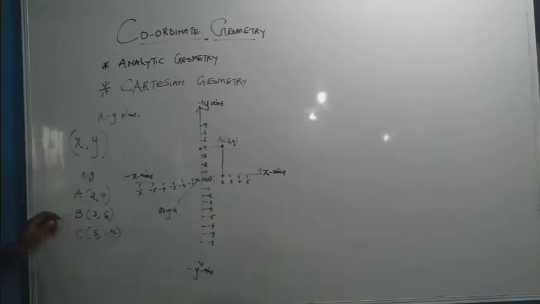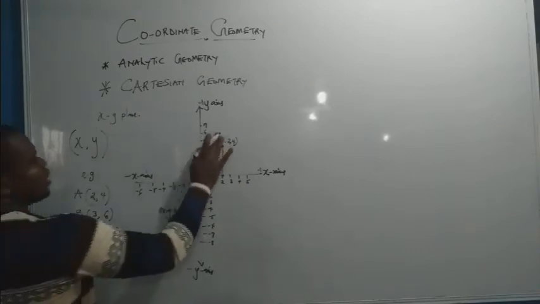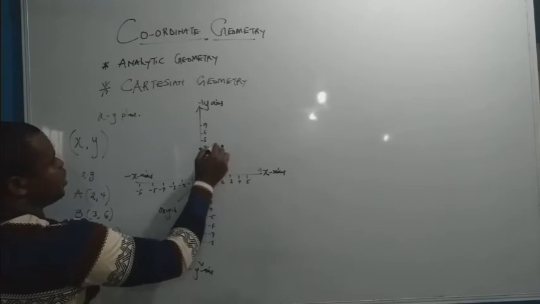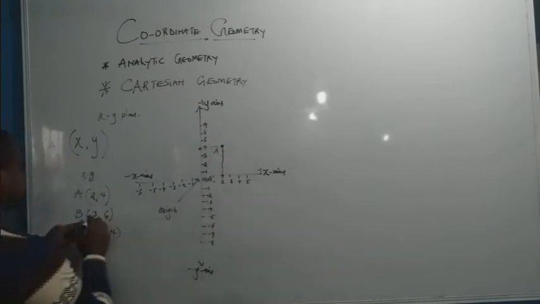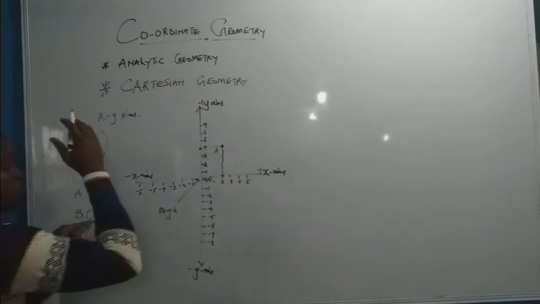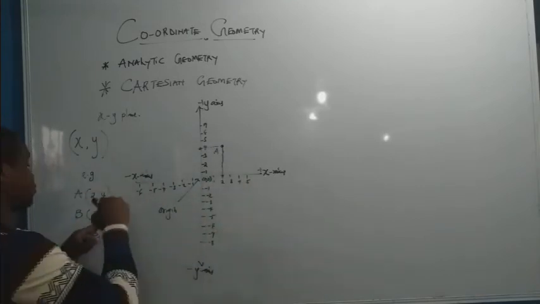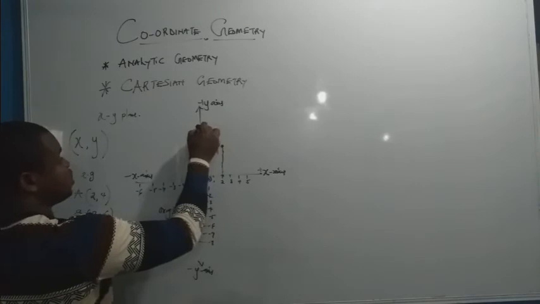Is that clear? Now let's locate B. B says 3, 6. So this is our point A, then point B is 3, 6. So 3 on your positive x-axis, and 6 on your positive y-axis. So this is your 6.